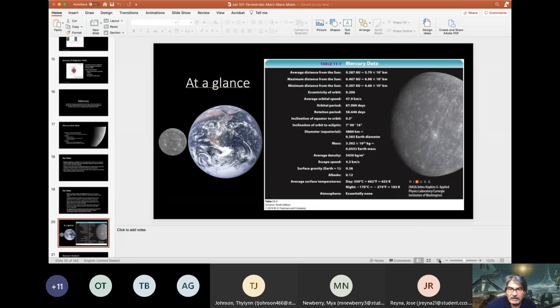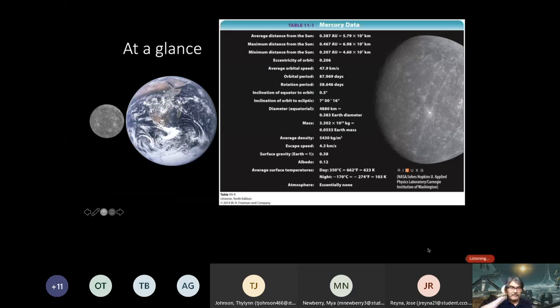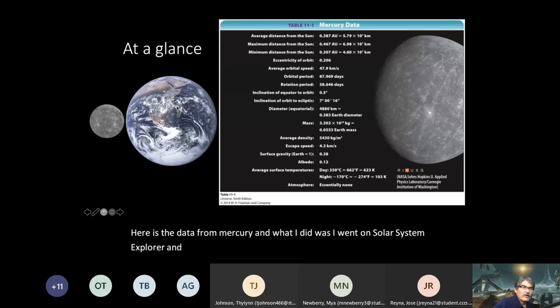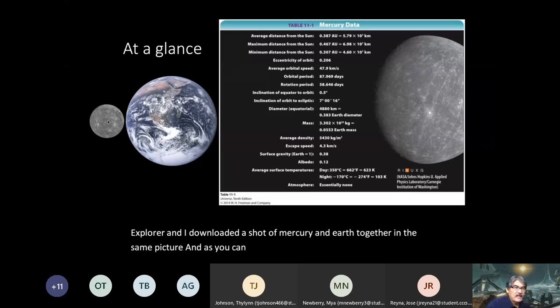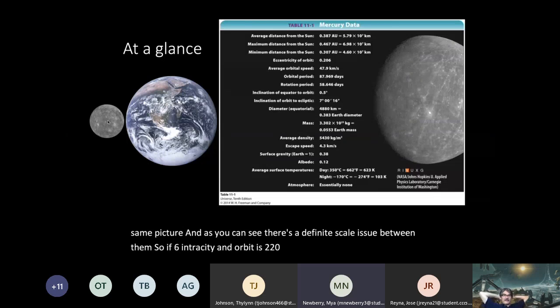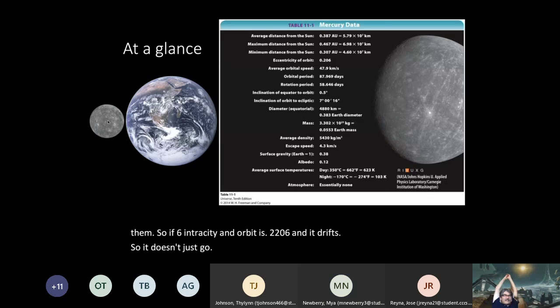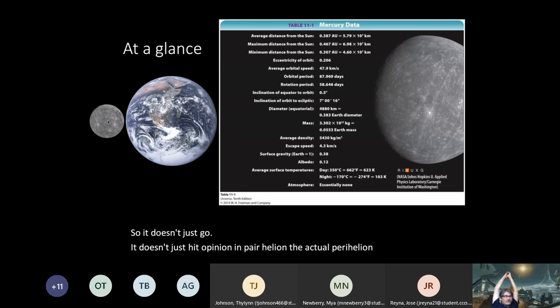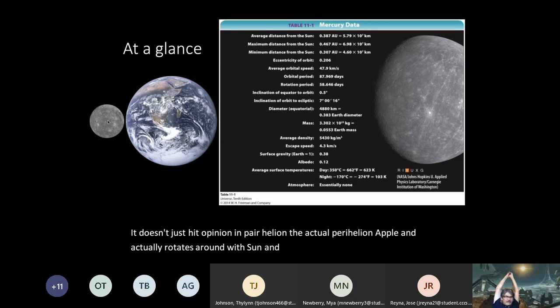So just to make some remarks, here's the data from Mercury. I went on Solar System Explorer and downloaded a shot of Mercury and Earth together in the same picture. As you can see, there's a definite scale issue between them. Its eccentricity in orbit is 0.2206 and it drifts. It doesn't just hit aphelion and perihelion. The actual aphelion rotates around the sun, and that's that spin-orbit coupling business.